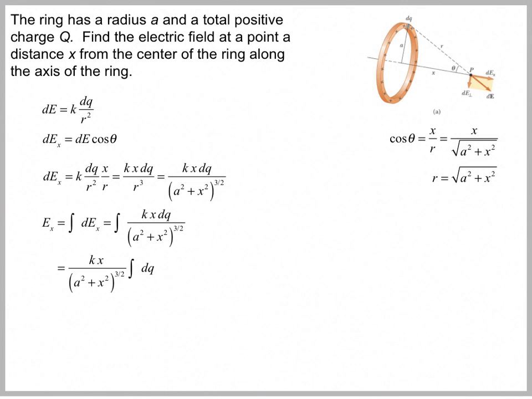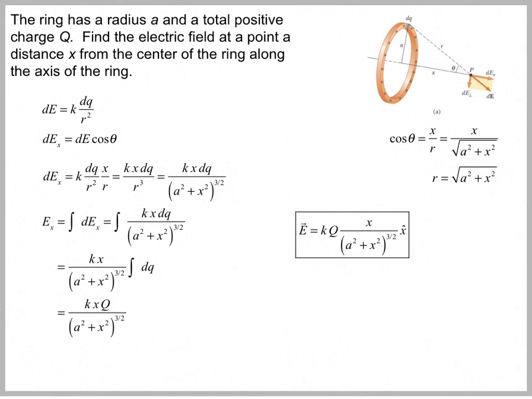So then I'm just left with the integral of dq. In this case, I don't need to worry about converting it using a linear charge distribution or anything like that. I'm just integrating dq. And if I add up all the little bits of charge all the way around the ring, I'm going to get the total charge on the ring. So then the electric field is kxq over (a squared plus x squared) to the 3/2 power. Or the electric field at that point is kqx over (a squared plus x squared) to the 3/2 power in the x direction.